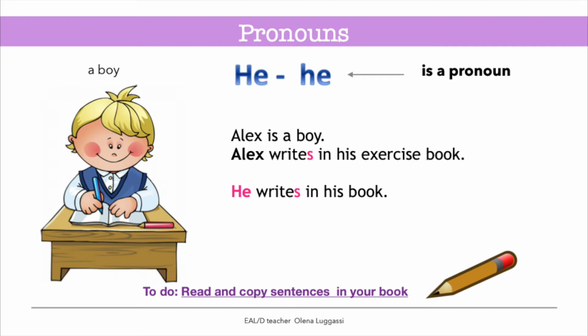Here is a picture of a boy who is writing in his exercise book. Let's say this boy's name is Alex. So the sentence is Alex writes in his exercise book. Now let's change the sentence so it includes a pronoun. So the new sentence would be he writes in his exercise book. He is the pronoun.